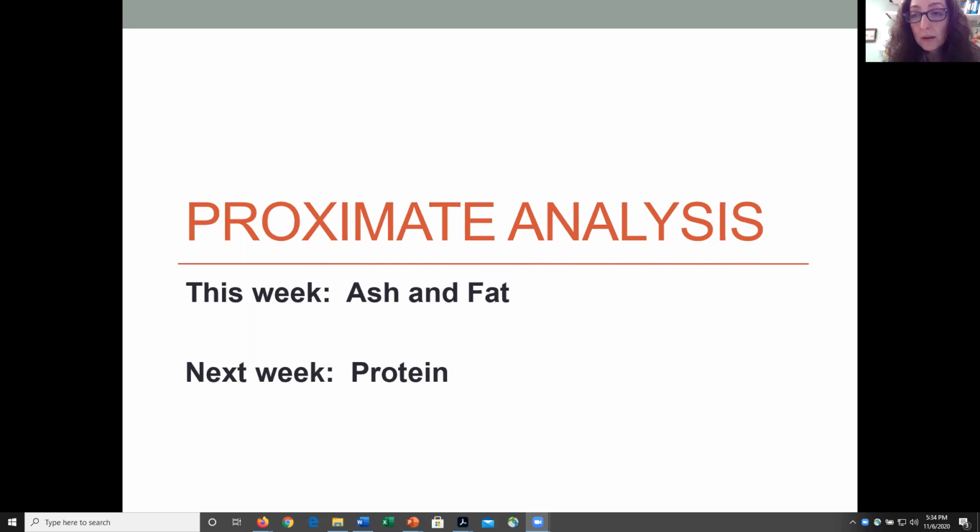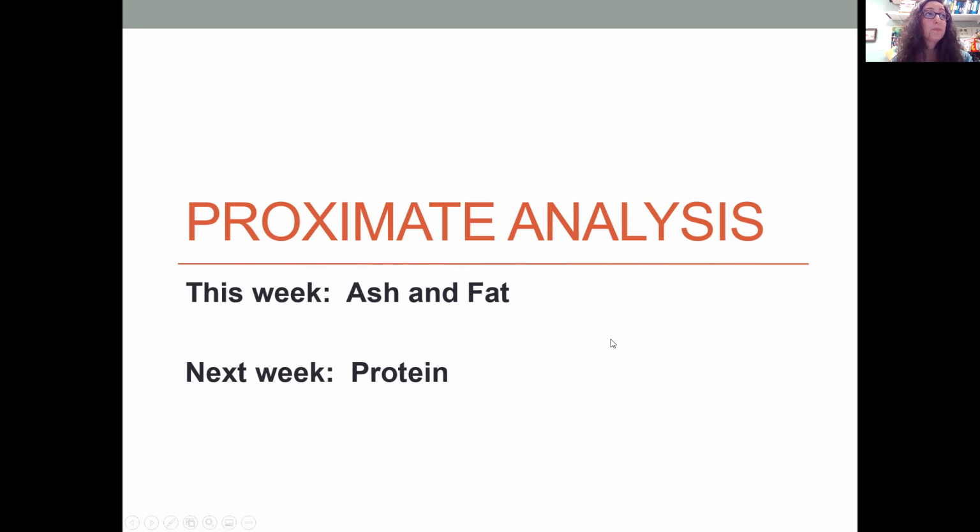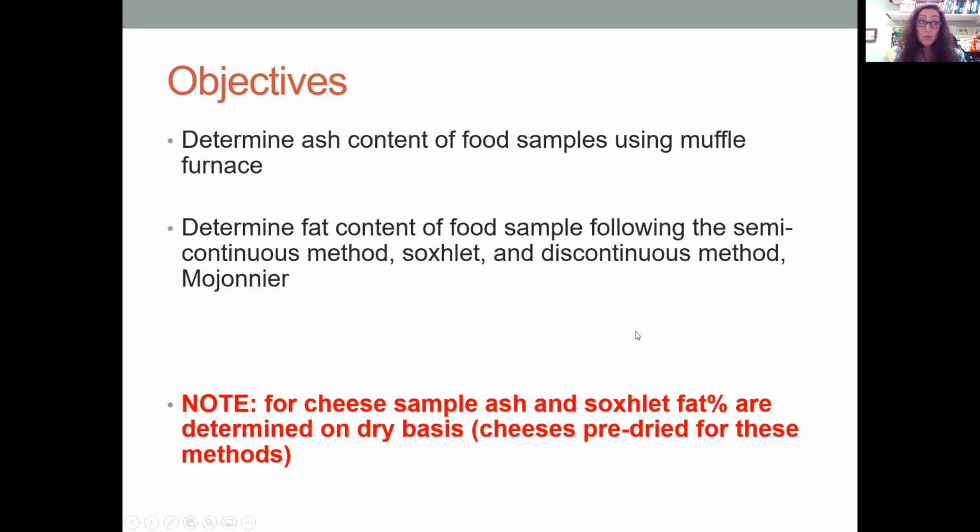Hello, everyone. I'm giving you a brief introduction to the lab on ash and fat. It's part of all of our proximate analyses, including moisture, ash, fat, and protein. We did moisture already. This coming week, we're doing ash and fat, and next week, we're doing the protein analysis lab.